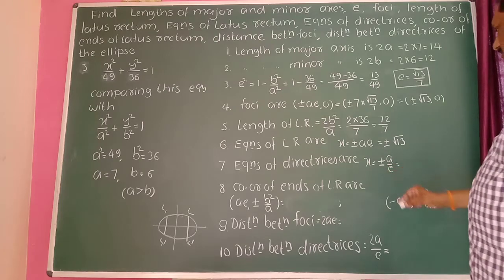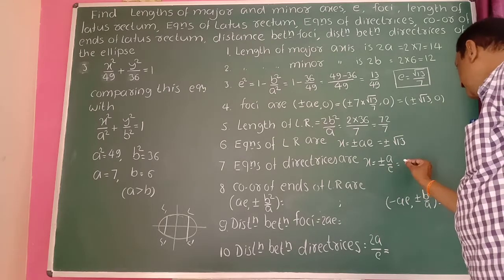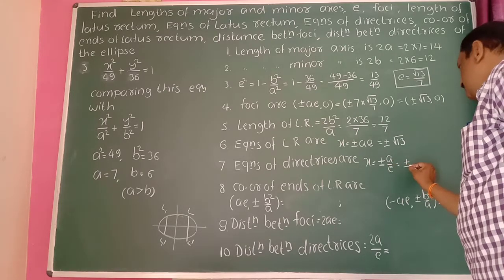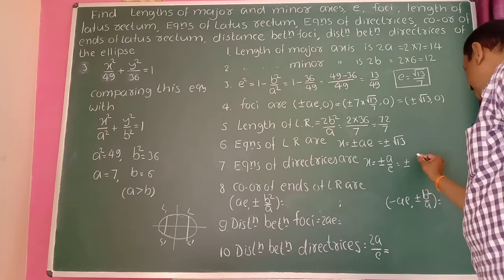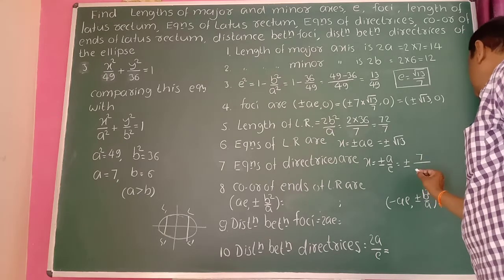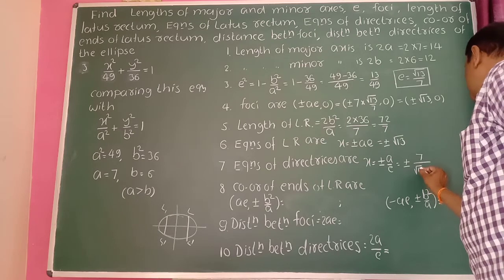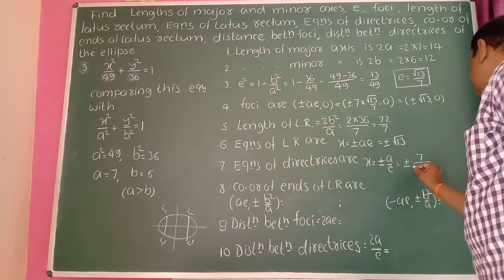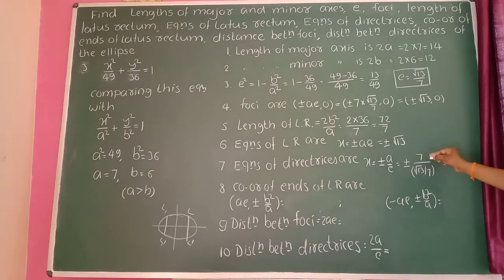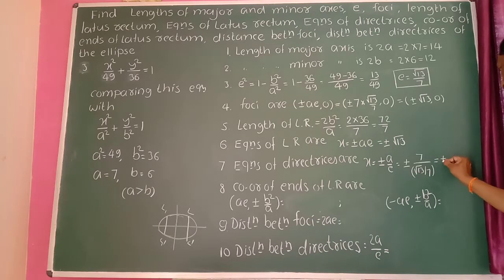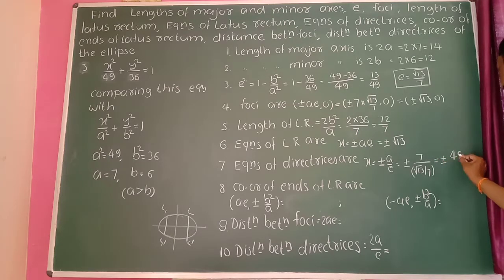Then the directrix is x equal to plus or minus a upon e. So plus or minus the a value 7 divided by the e value root 13 divided by 7. Take the 7 into the numerator: plus or minus 49 divided by root of 13.